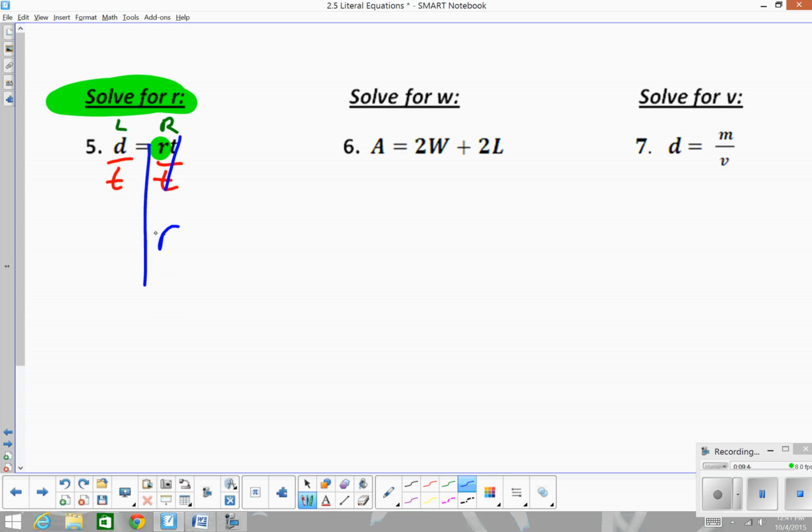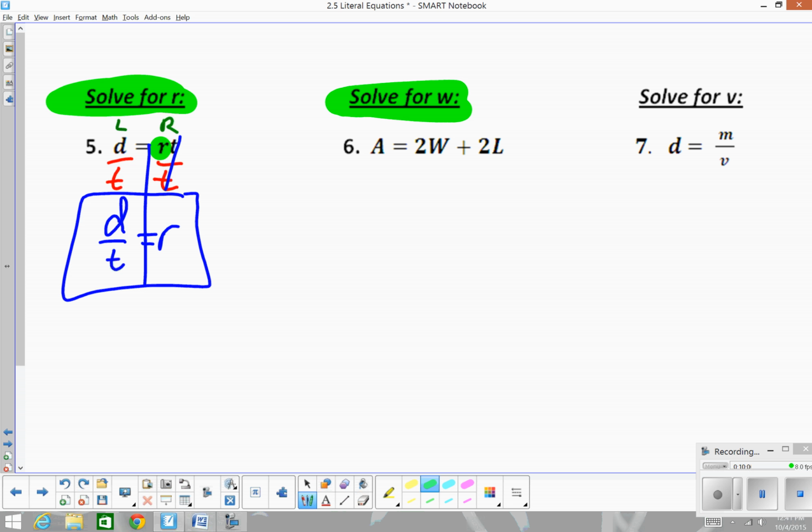I'm left with r equals, now can you simplify d divided by t? You can't. So all you're going to write is d divided by t. And that's my answer. Okay, simply like that. Awesome. One more example. Okay, now I want to solve for w.